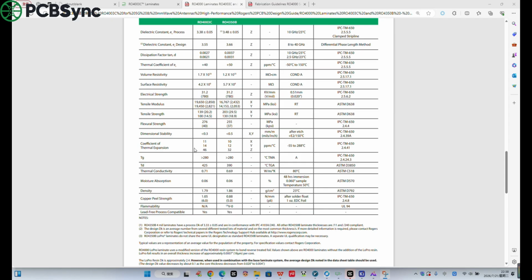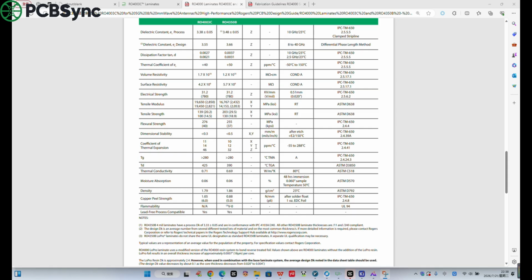RO4003 is suitable for multi-layer board structures and can also be combined with other materials to form hybrid dielectric layers according to project requirements. When designing hybrid laminates, don't just consider if materials can be pressed together. You must also confirm lamination temperature, resin flow, copper adhesion, dielectric tolerance, and thermal expansion differences.